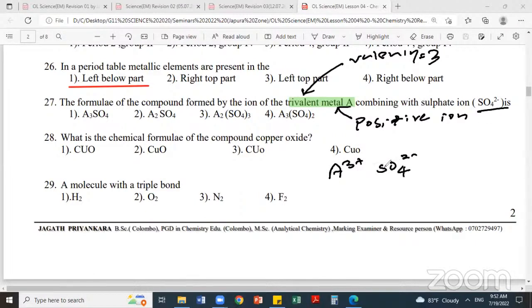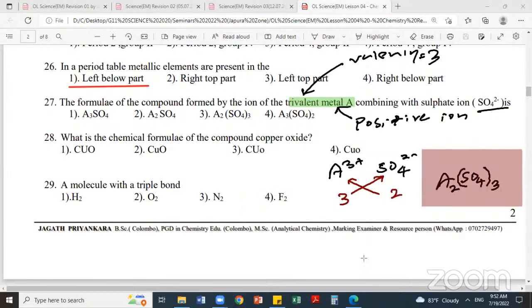When it's going to combine with sulfate, they have also given the symbol. You can write it as SO4 2 minus. When you interchange the valency, below this 3, below this 2, you get A2(SO4)3. So what is the answer? Question number 27, the answer is third, A2(SO4)3.